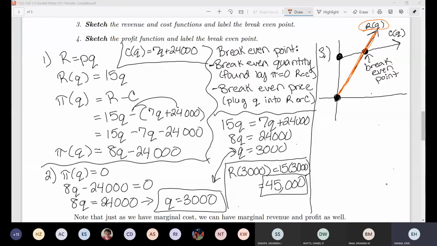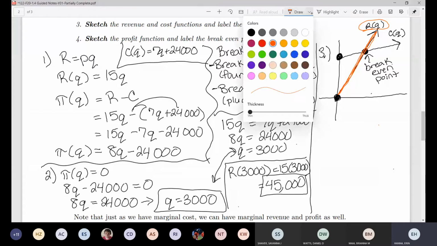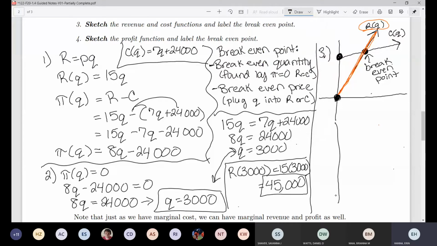And so then, instead of sketching revenue and cost, I want to sketch profit for part 4. Well, profit has a y-intercept of negative 24,000. So I'm going to start somewhere down here. And since it's the only thing I'm going to sketch, I can make it as steep as I want, really. But the slope is 8, so let's at least get it to cross the x-axis.